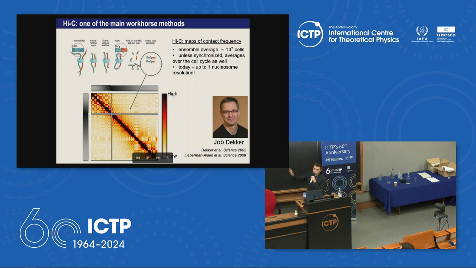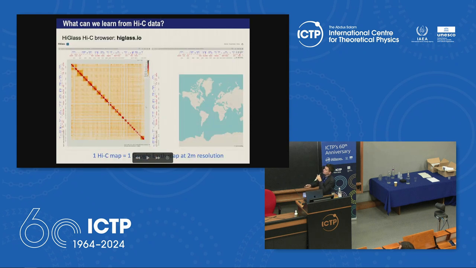And you can see that there are lots of features. Many speakers before me discussed those features and the biophysical mechanisms behind them. You can compare the two maps, the Hi-C map and a Google Earth map. For some reason, it doesn't work here. But if you simultaneously zoom in on the two maps, you can see that when you reach the scale of one nucleosome in the Hi-C map, you reach the two meter resolution in the Google Earth map. So they have roughly the same depth. That shows you how many features there are and how complex this system is.